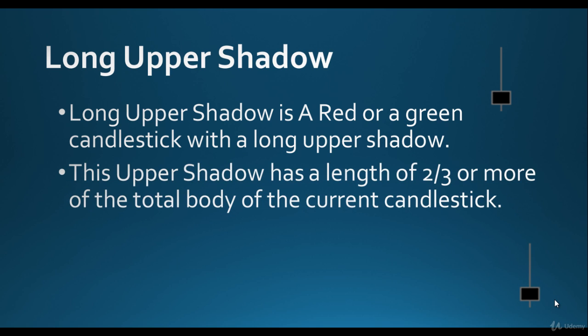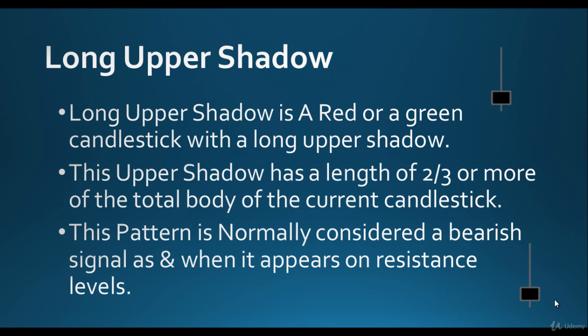The upper shadow has a length of 2 or 3 or more times of the total body of the current candlestick. So you need to look at the total body and the length of the upper shadow to understand what it means. This pattern is normally considered a bearish signal as and when it appears on resistance level. Let's presume it is on a resistance level on the high and it falls from that level.